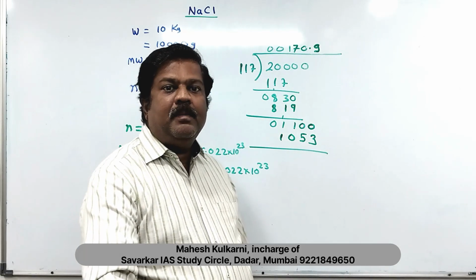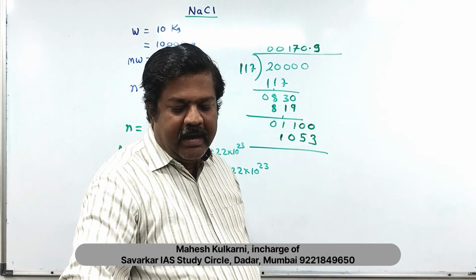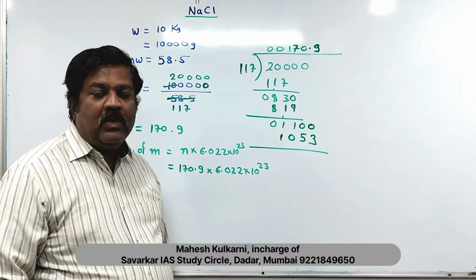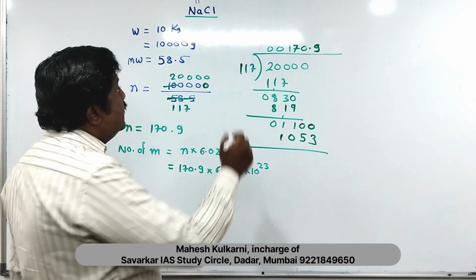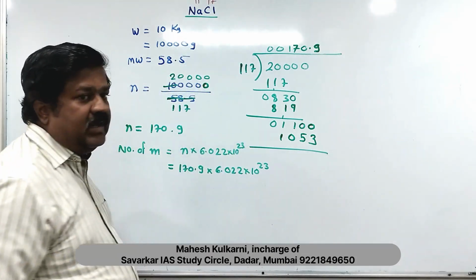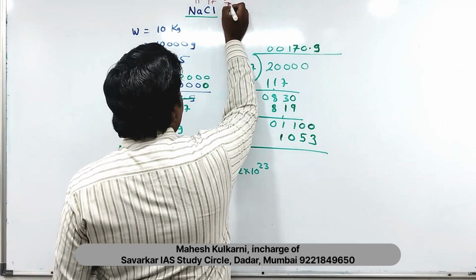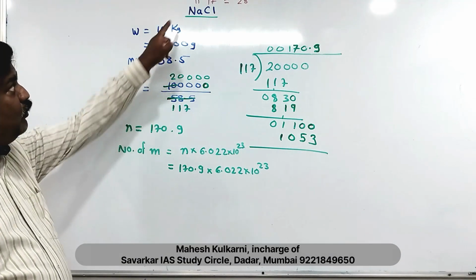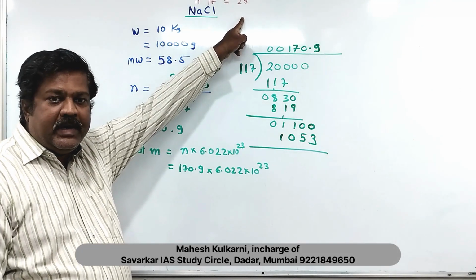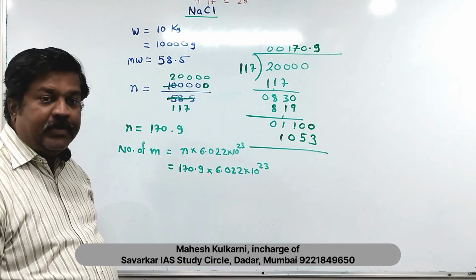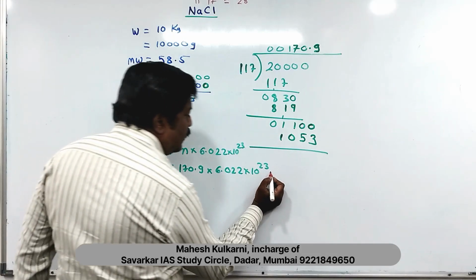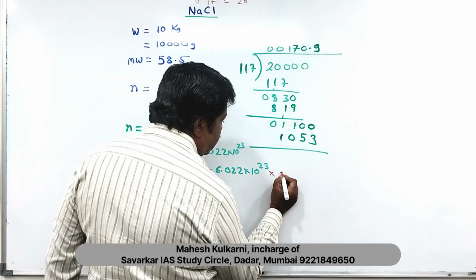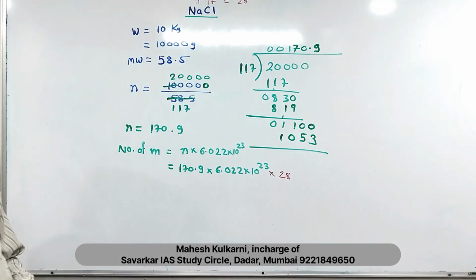Sodium is having atomic number 11. As sodium is having atomic number 11, one sodium atom will contain 11 electrons. Chlorine is having atomic number 17, so chlorine will contain 17 electrons. So net NaCl will contain 28 electrons. One molecule of NaCl contains 28 electrons. So this is the number of molecules. How many electrons do they contain? So we have to multiply whatever figure we calculate by 28.